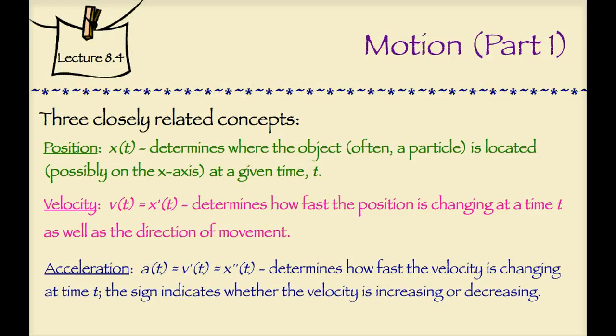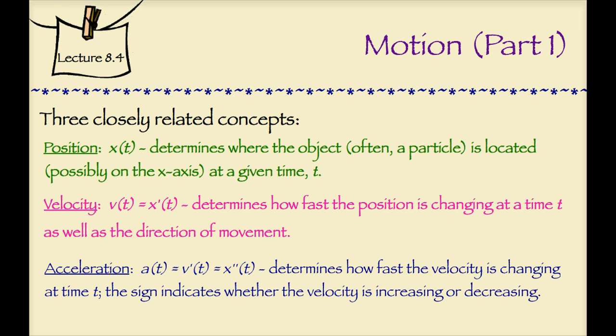Today we're going to discuss three closely related concepts: position, velocity, and acceleration. Position is x of t, and it determines where the object, often a particle, is located, possibly on the x-axis, at a given time t. Velocity, v of t, is equal to the first derivative of position. It determines how fast the position is changing at a time t, as well as the direction of movement. If the velocity is positive, then that means the particle or object is moving to the right. If the velocity is negative, that means the particle or object is moving to the left.